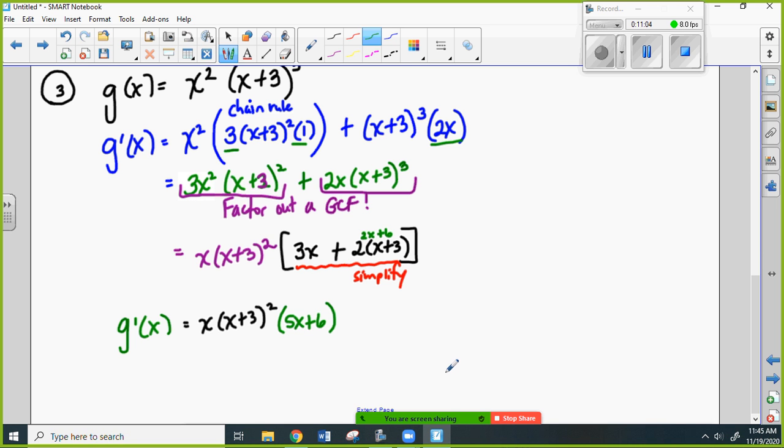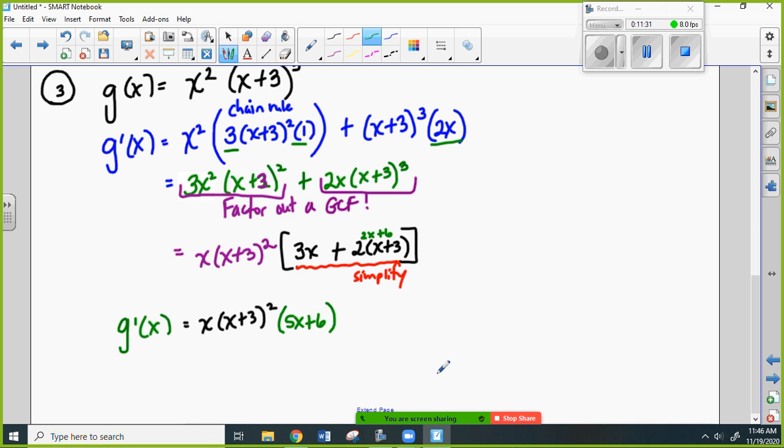And this is a skill that you need in order to move forward with this class. Because think about it, if you start doing an application problem, like a position velocity acceleration problem, and you have to figure out where the derivative is equal to 0, then you would want to know what the factors were so that you could solve the equation.